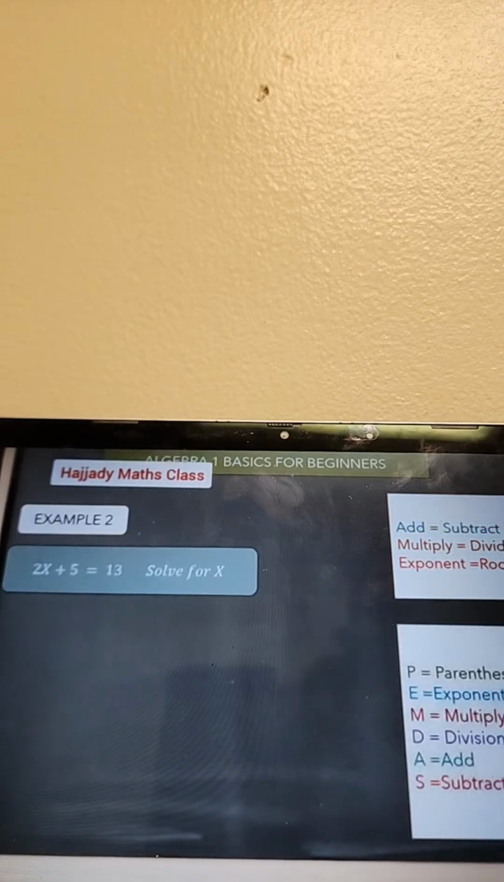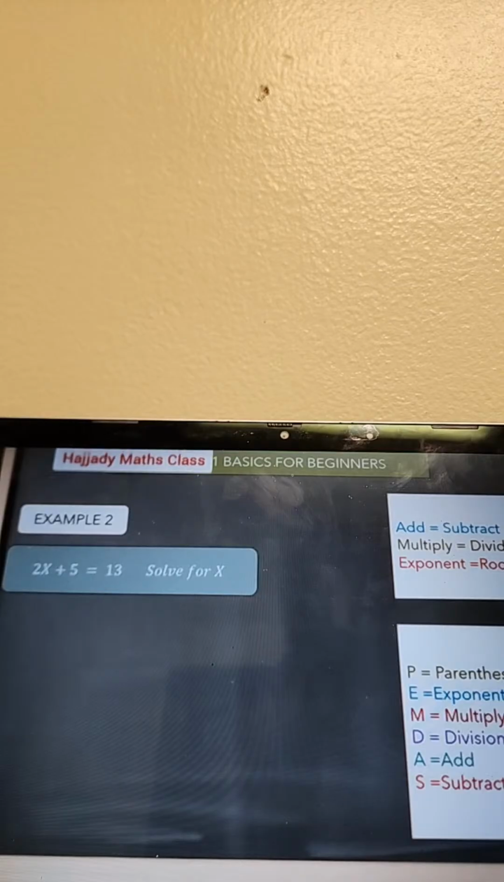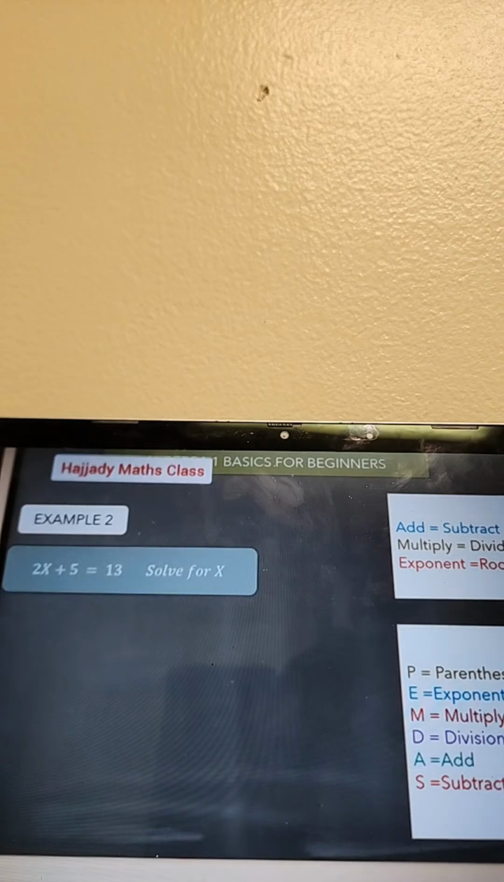Now, in example 2, we have 2x plus 5 equals 13. In example 2, we have two operators. Here we have the addition sign, which is plus 5. And secondly, we have the multiplication sign, which is between 2 and x. So we are going to solve this question addressing these two operators. But before we do that, I need to introduce you to something called PEMDAS. The PEMDAS will be applied to solve this problem.